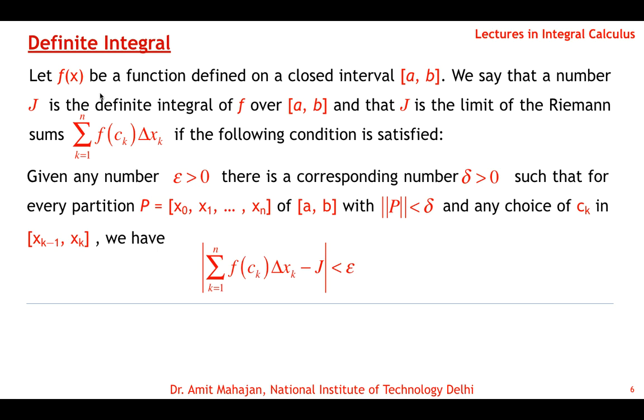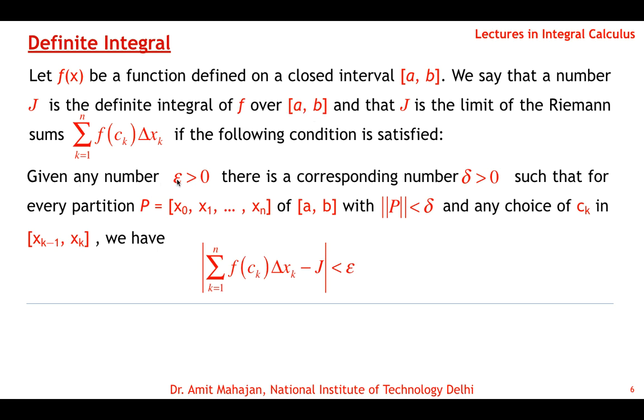Okay, so let f(x) be a function defined on a closed interval ab. We say that a number J is the definite integral of f over the interval ab, and that J is the limit of the Riemann sum, if the following condition is satisfied. This definition says that the limit of the Riemann sum is the same as the definite integral of the function over the interval ab.